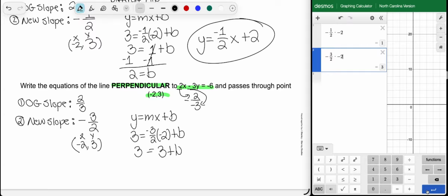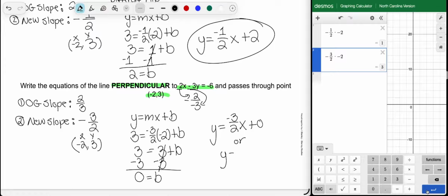Now, with that, we got to get b by itself. So we're going to subtract 3 on both sides. These 3's here cancel each other out. 3 minus 3 is 0. That's equal to b. So that means I can now write my equation. It's going to be y equals, my new slope was negative 3 over 2, x plus 0, or you will see it as just y equals negative 3 over 2x.